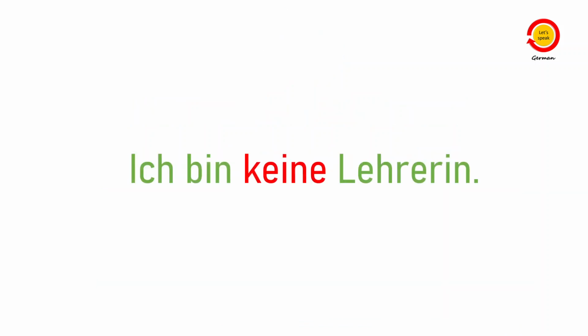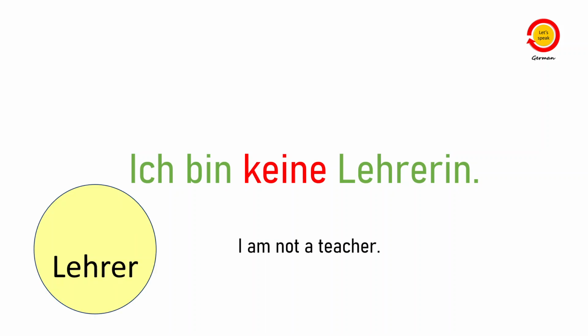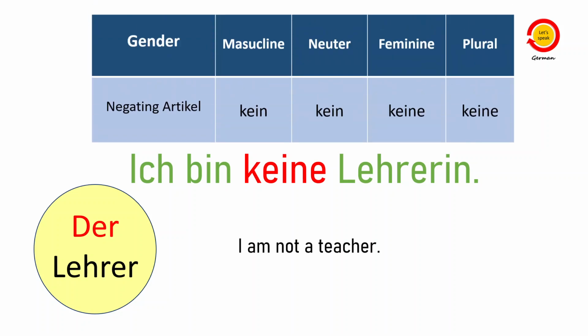Ich bin keine Lehrerin. I am not a teacher. Lehrer is a male teacher. Der Lehrer. Whereas Lehrerin is a female teacher. You know the drill. From the table, the negating article for feminine gender is keine.